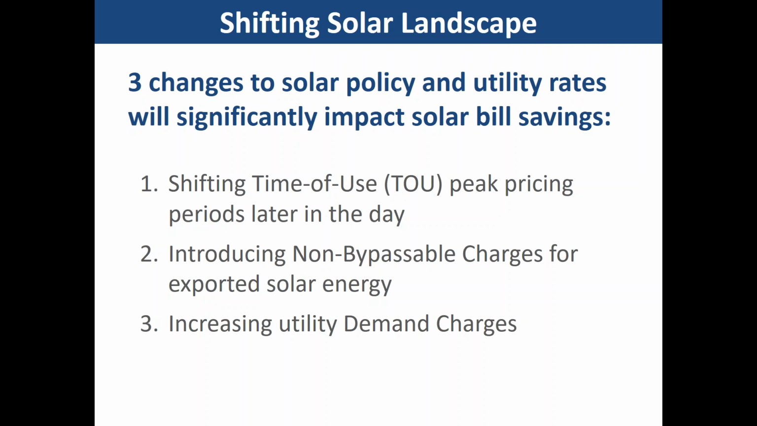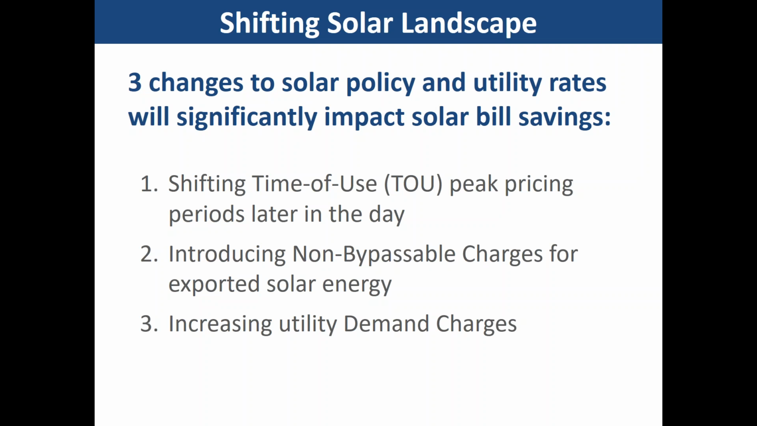The second thing that the report looked at was non-bypassable charges. Non-bypassable charges are things that are charged per kilowatt hour, so for the consumption of energy, and they cover things like public purpose programs. So they affect net metering now. They're being applied to any energy that is exported to the grid through a net energy metering system.